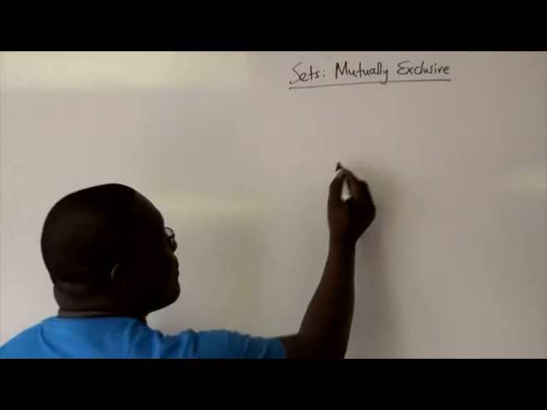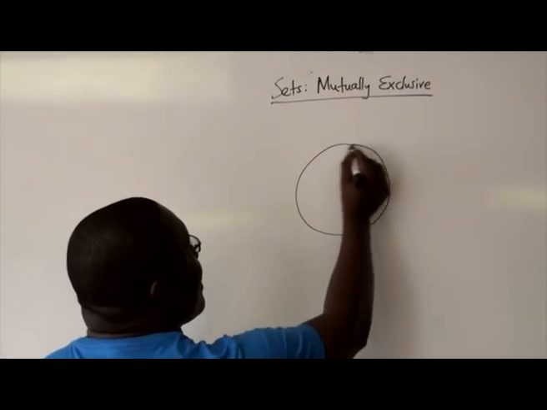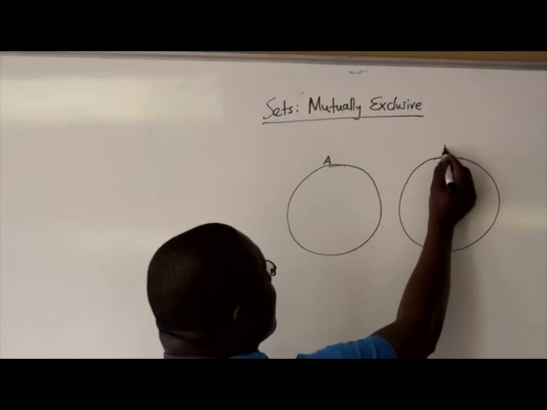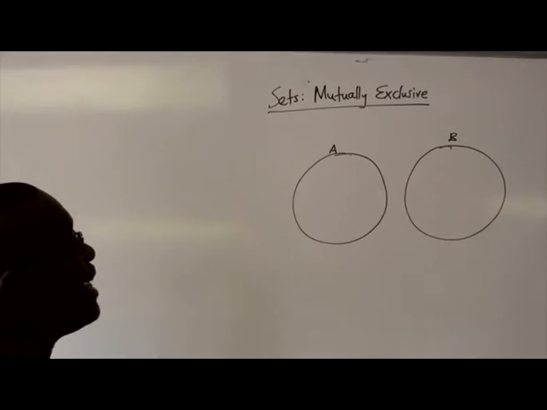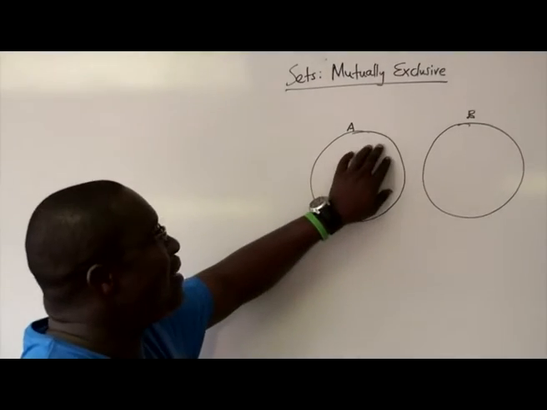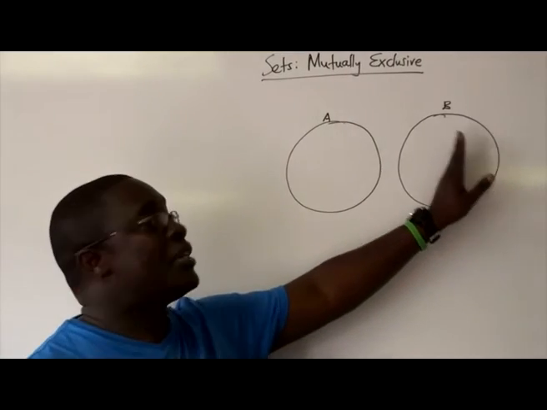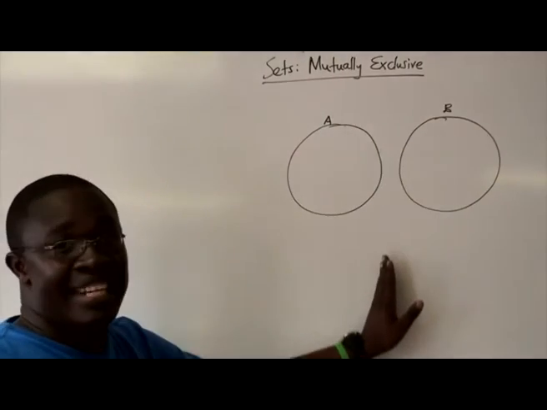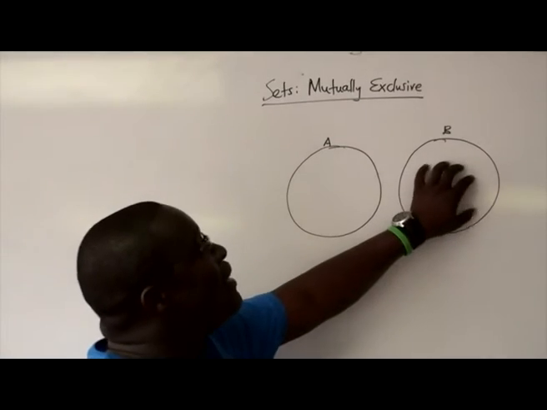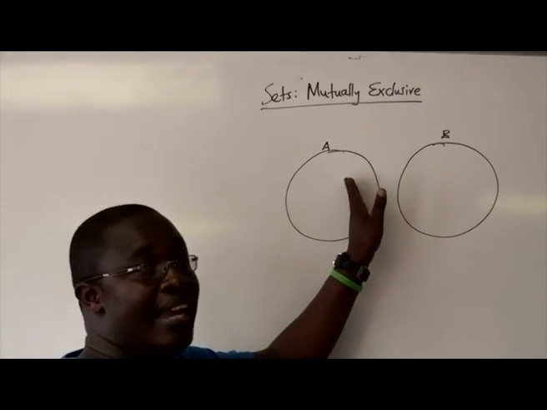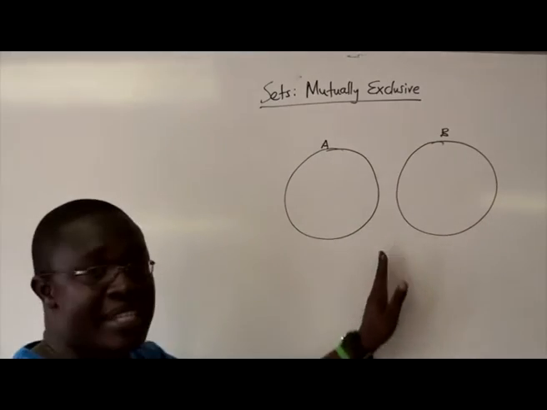Let's see in a diagram. Let's say you've got a set A and you've got a set B. In this case, A is on its own. It's excluding B because they are not meeting anywhere. And then B is on its own. It's excluding A because they are not meeting.